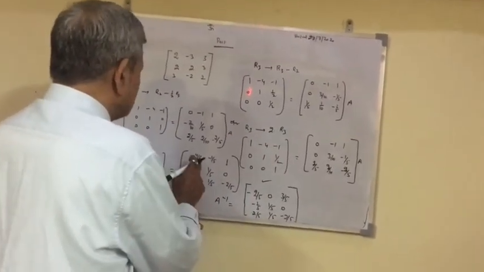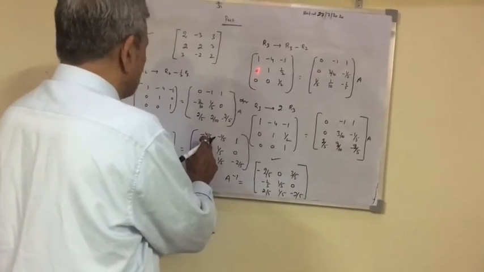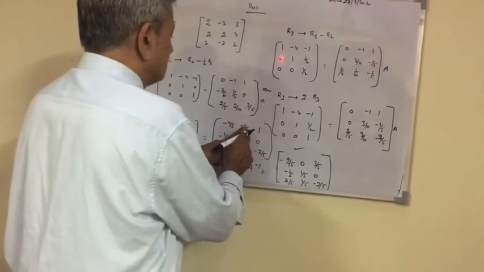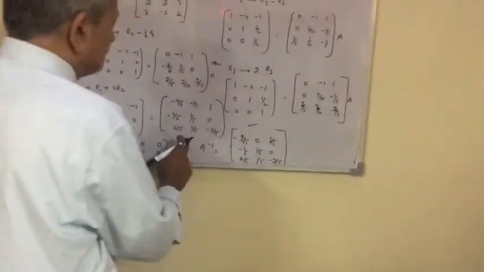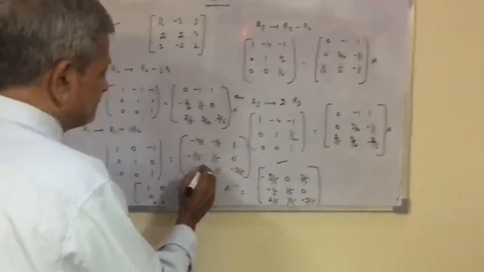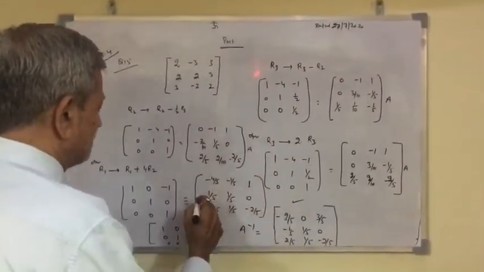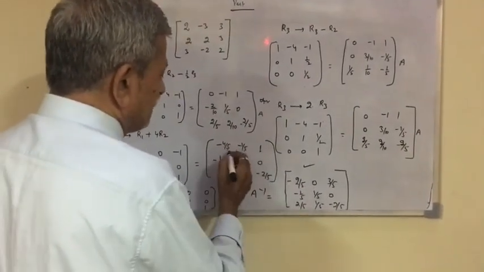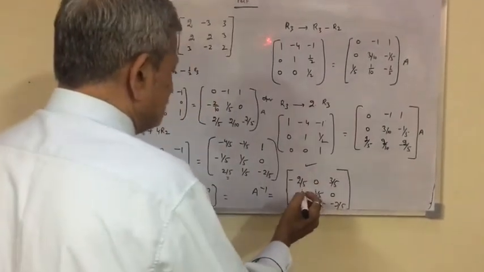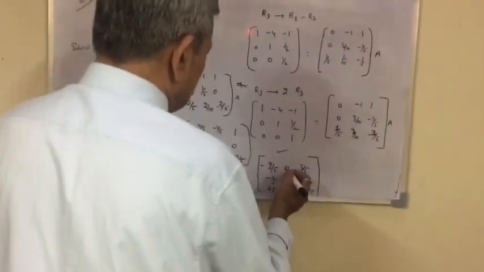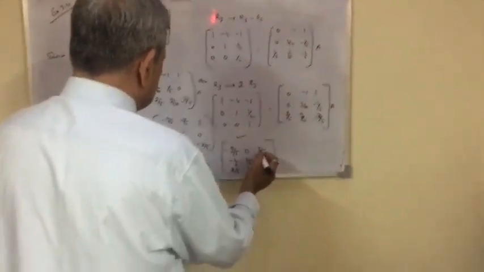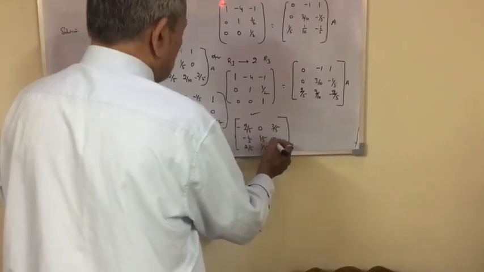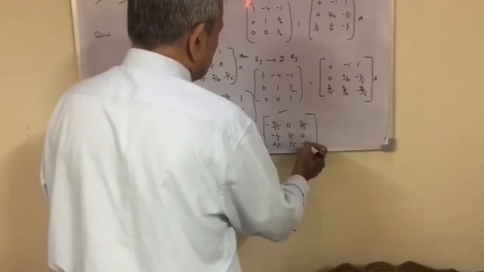On applying the R1 operations, R1 plus 4 of R2, you would find minus 4 by 5, then you would find minus 1 by 5, and then 1. So your value will come out like this. So this matrix is basically the inverse of A. After solving this one, 4 by 5, you would find this value gives you minus 2 by 5, 0, and 3 by 5, and this gives you minus 1 by 5, 1 by 5, 0, 2 by 5, 1 by 5, minus 2 by 5.